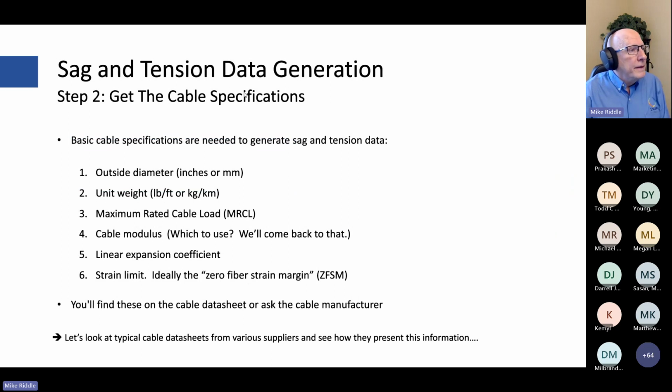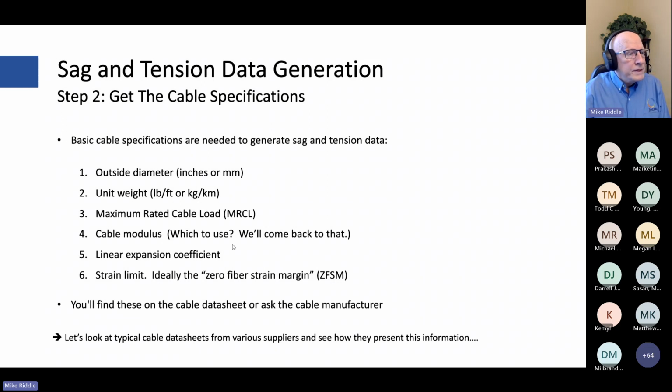So next up is get the cable specifications. You're looking for a cable data sheet, and you're looking for some key information on that data sheet. The key information that you need are these 6 pieces of information. The outside diameter, no surprise. The unit weight, no surprise. Maximum rated cable load, we've already talked about that. You need to know that. Cable modulus.